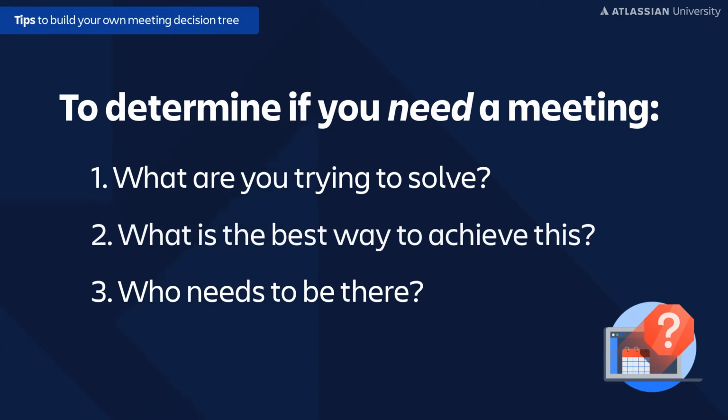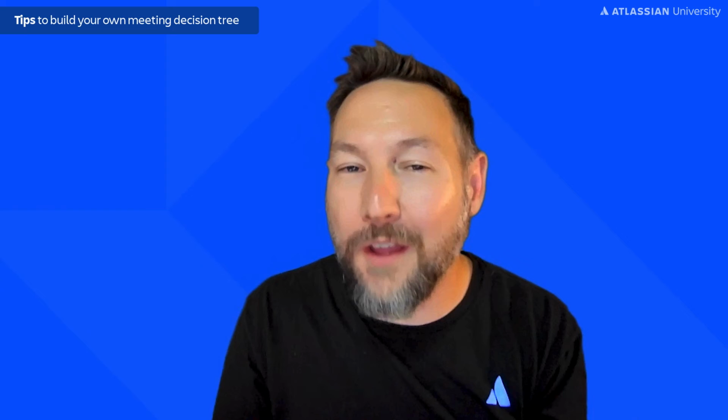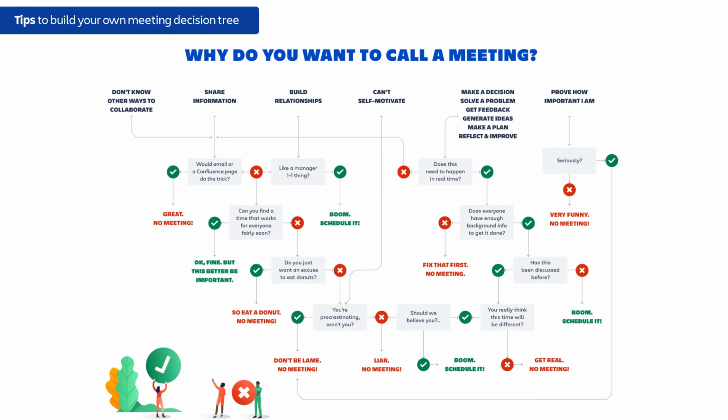If I need help answering these questions, Atlassian has actually come up with a cheeky, fun view of how we can better identify whether or not we need to have a meeting. We call it the, why do I want to call this meeting decision tree? So if you walk through it, it gives you these fun areas to say, maybe I'm trying to share information, or maybe I want to build relationships.